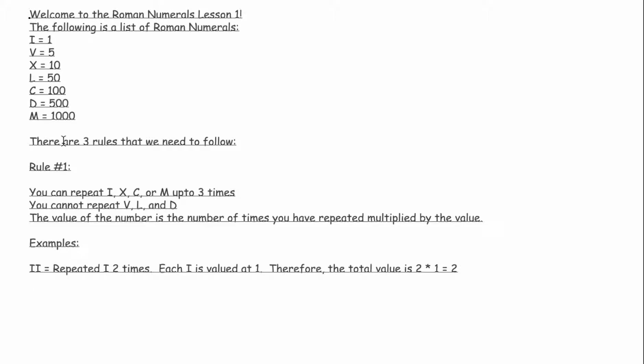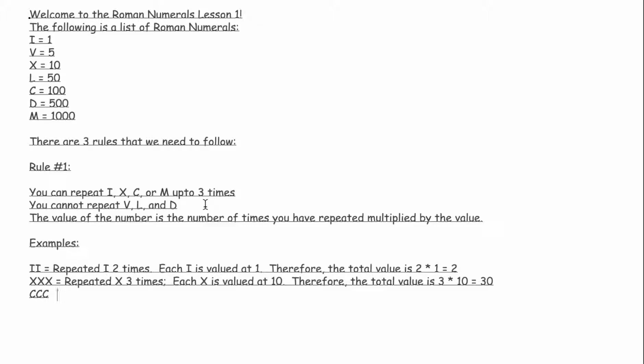Let's try a different example here. Let's try XXX. Now, you have repeated X 3 times. We know that each X is valued at 10. Look at this table here. Therefore, the total value of XXX is 3 times 10, and that would be 30. Simple, right?